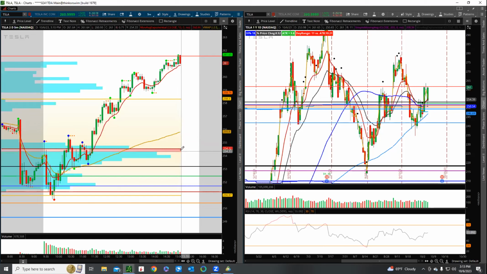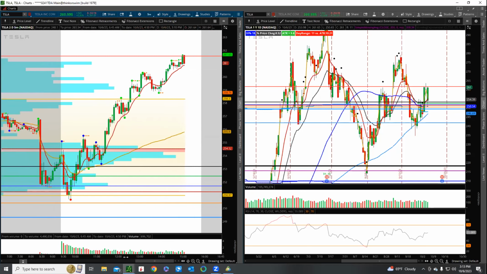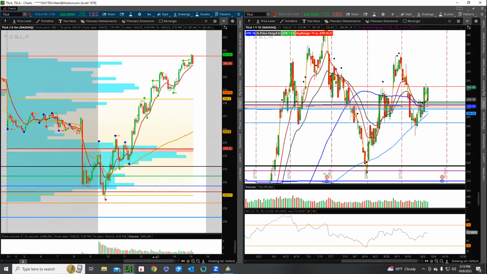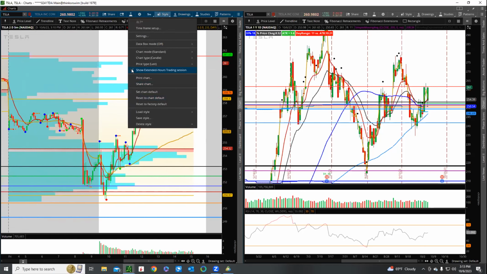So it would make sense for it to try to pull back to that area, especially with the VWAP here as well. I mean, this is really extended. The only other thing I'm looking at is the volume profile here. Now I'm also going to take off the pre-market at this point.